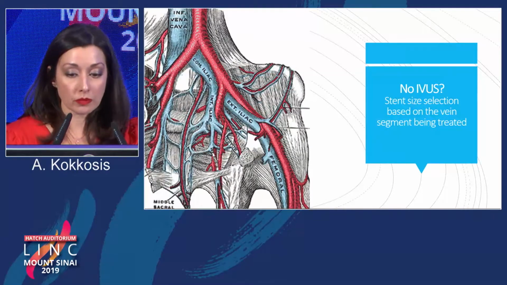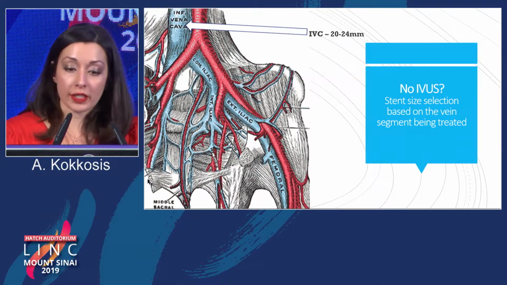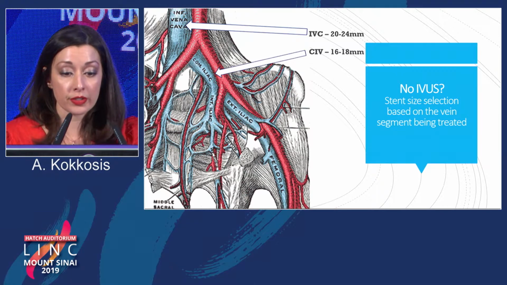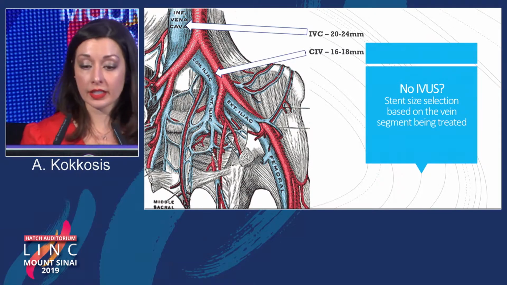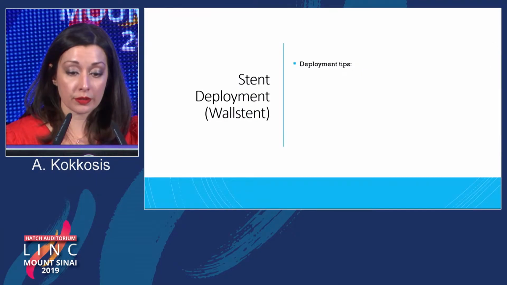If you don't have IVUS, you can gauge based on the vein that's being treated. So typically for the IVC, you're looking at a 20 to 24 millimeter stent, common iliac vein 16 to 18 millimeter, external 14 to 16, common femoral 10 to 12.